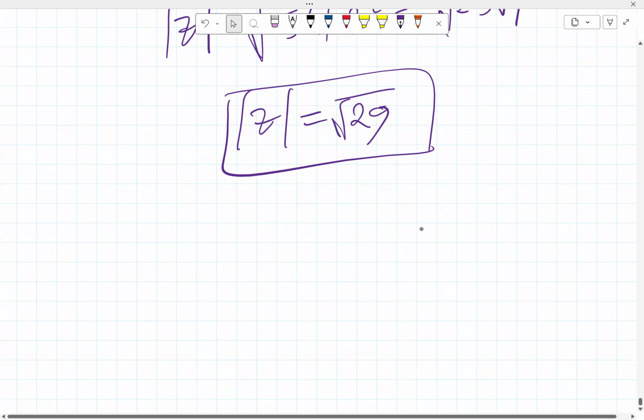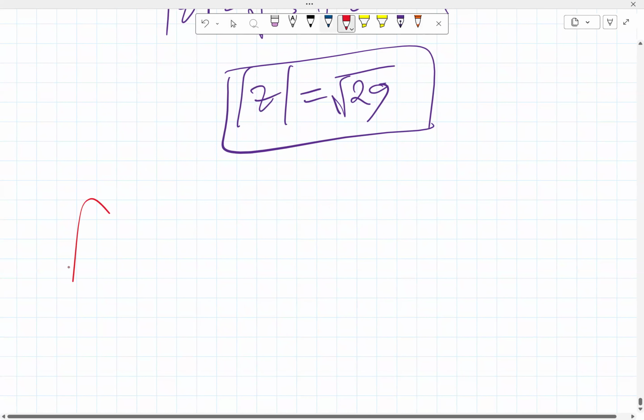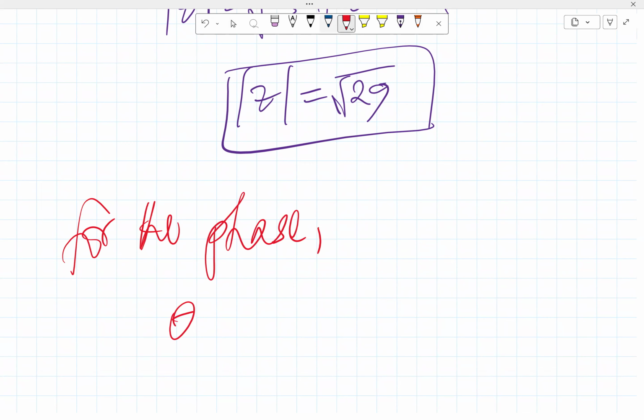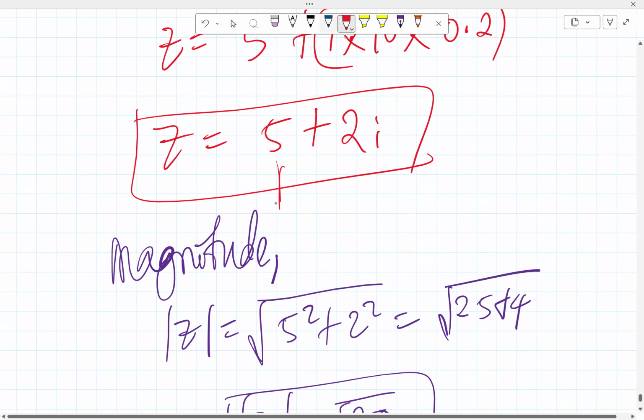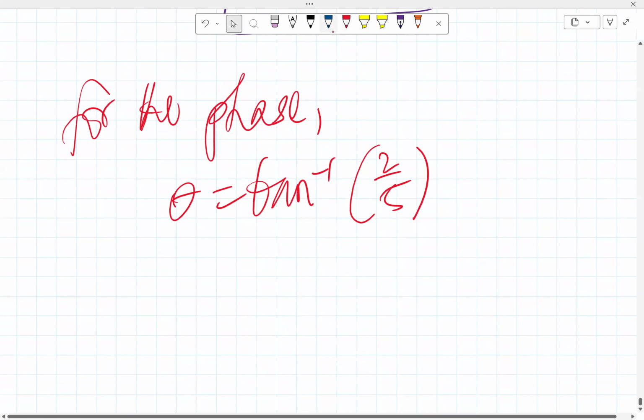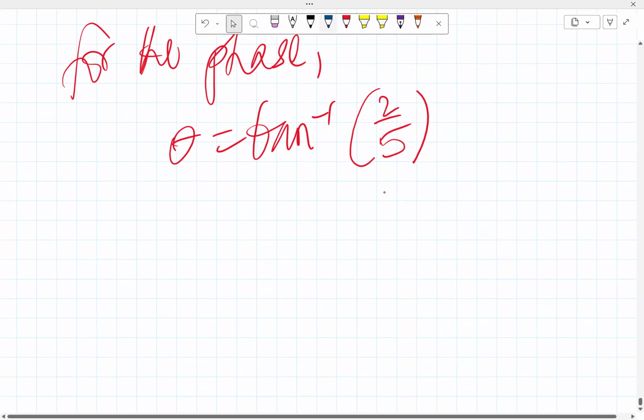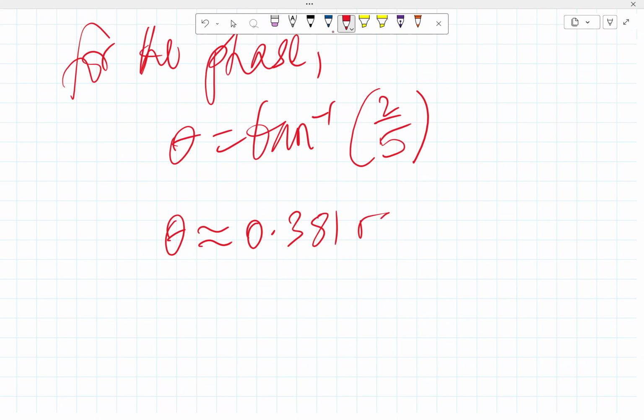And then for the phase, which is theta, theta equals arctan of 2 over 5. Y here is 2, X is 5. So we need arctan of y over x. That's arctan of 2 over 5, like that. So theta is approximately 0.381 in radians.